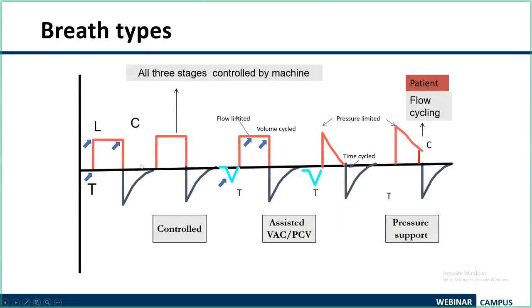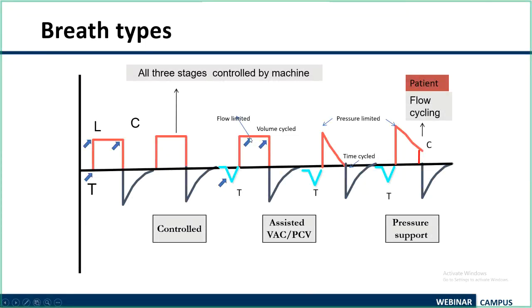Here again, this slide is very important. The concept should be very clear. So I've already told, the machine decides when to trigger, then when to limit, and when to cycle it. So the triggering, limiting and cycling are decided by the machine. All the three stages are controlled by the machine. So this is a controlled breath. Then we have an assisted breath or assist controlled breath. So here the patient triggers the breath.